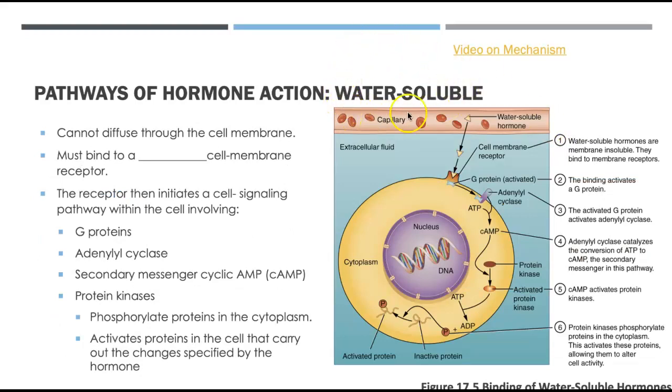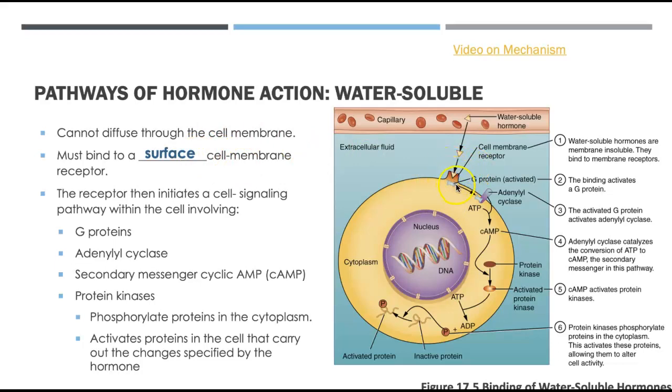The other mechanism is for our water-soluble hormones. Unfortunately, these cannot diffuse through the cell membrane like we saw with the lipid-soluble ones. So this would be something to really remember for a test question, hint, hint. Our water-soluble hormone leaves the bloodstream and has to attach to a cell membrane receptor first. Let's add that in, a surface cell membrane receptor here.